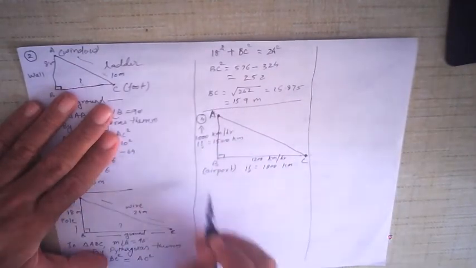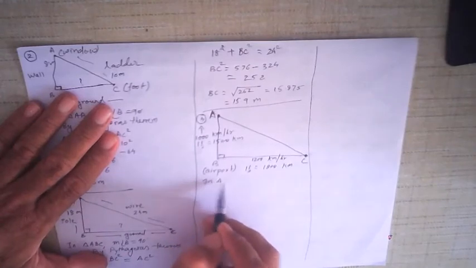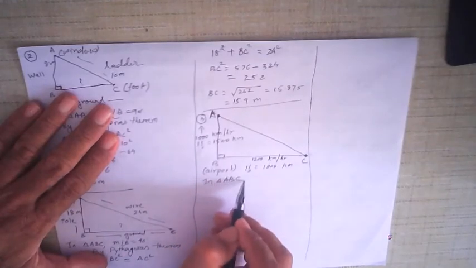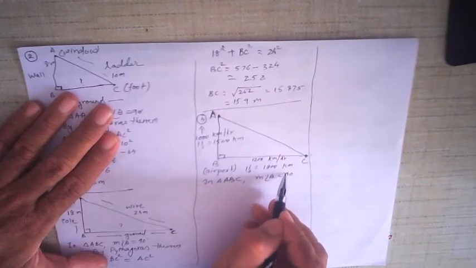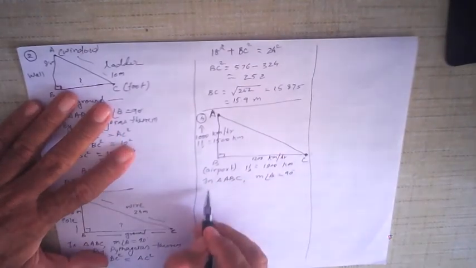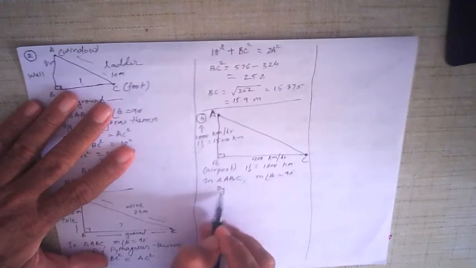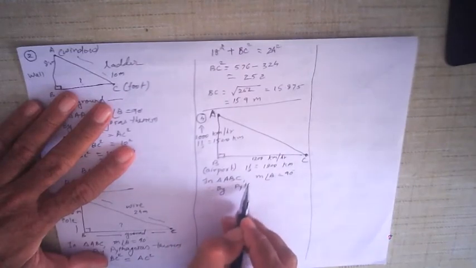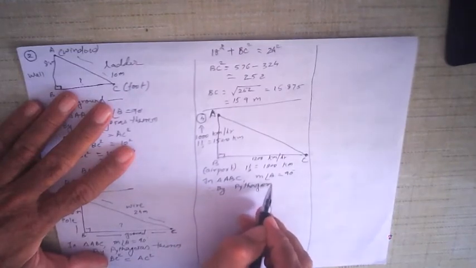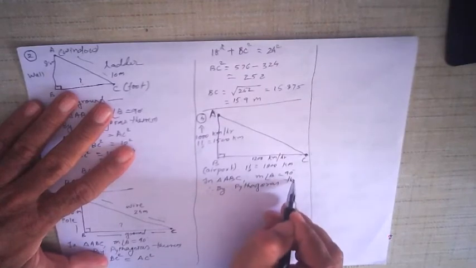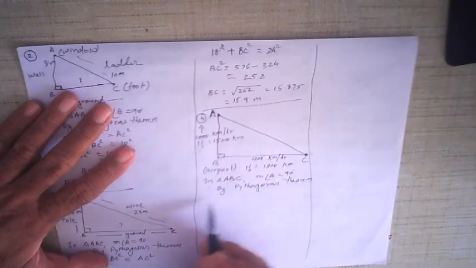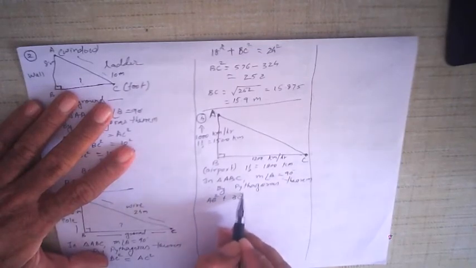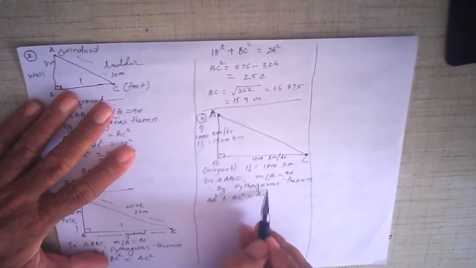So once again, in triangle ABC, the measure of angle B is 90 degrees. So by Pythagoras' theorem, what do we get? AB square plus BC square is equal to AC square.